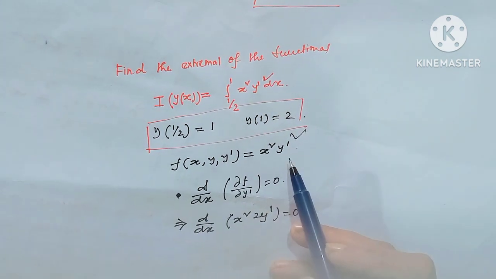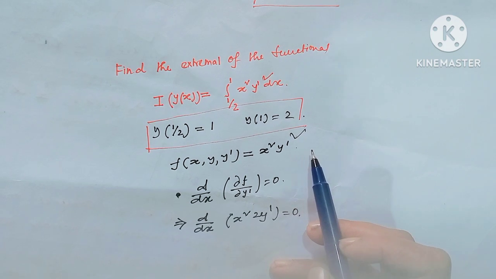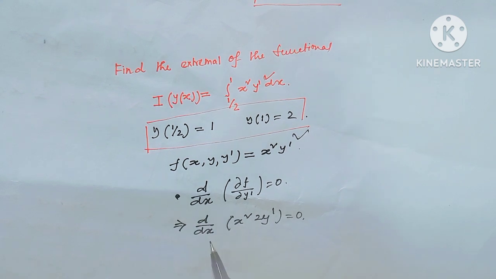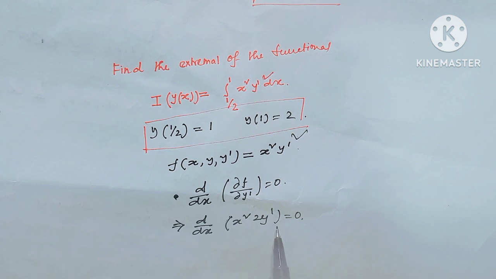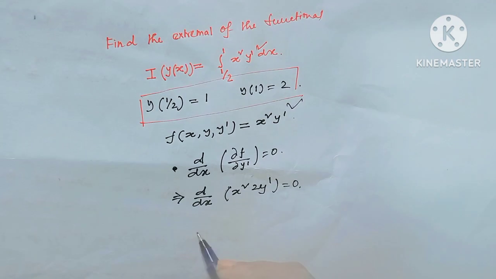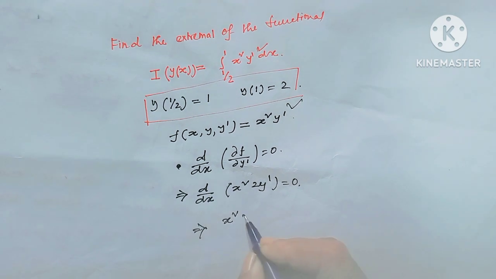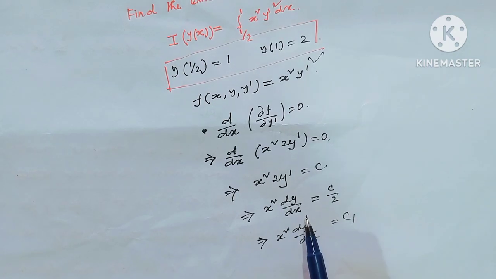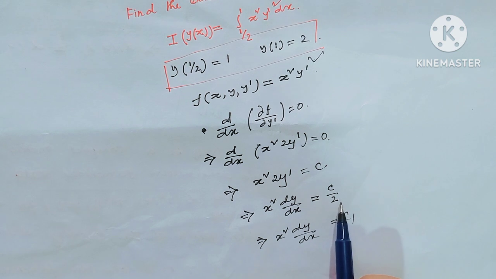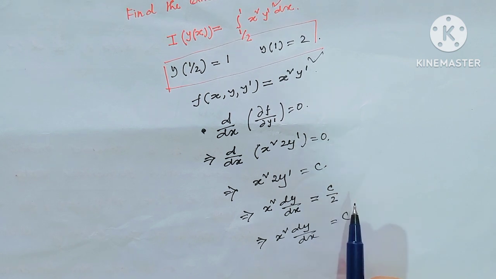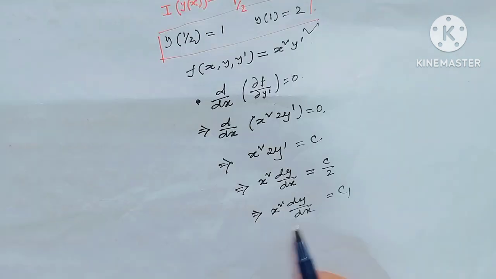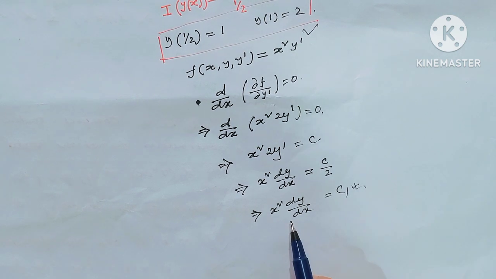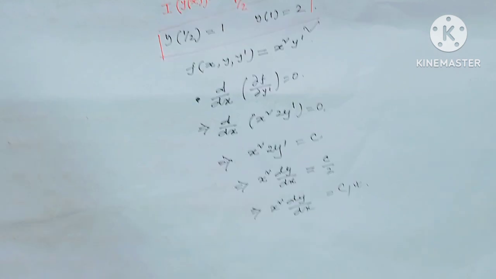Notice here f of x comma y prime equals x squared y prime whole squared. Since this is free from y, by the Euler equation d/dx of del f del y prime equals 0. That means d/dx of x squared times 2y prime equals 0, which implies x squared times 2y prime equals constant c. That implies x squared dy/dx equals c over 2. Since c over 2 is a constant, consider it a new constant c1.